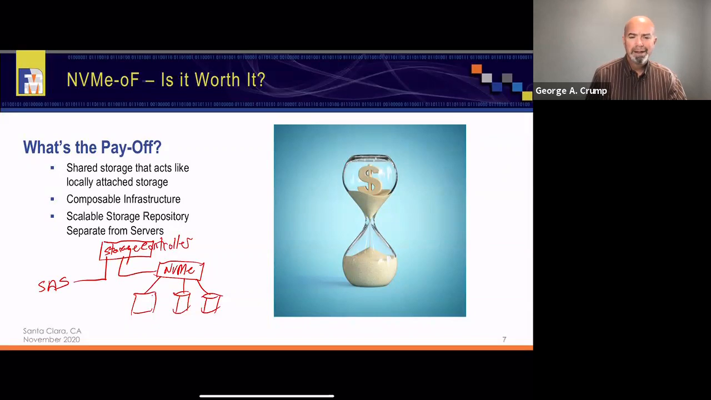And then the other option is a scalable storage repository that's separate from servers. So as you can see, what I drew right here is different, right? This is not part of the hyperconverged type of idea. So I can still scale storage independently, but in much the same way as I do the traditional compute infrastructure. So it gives us a lot of value in those areas.